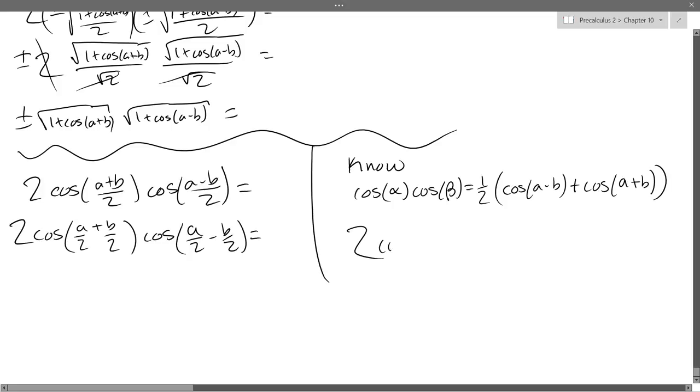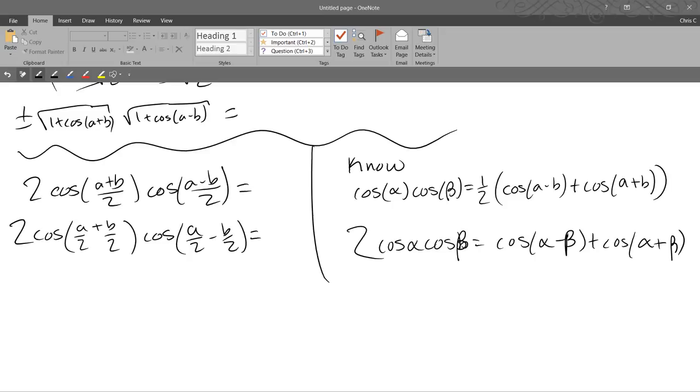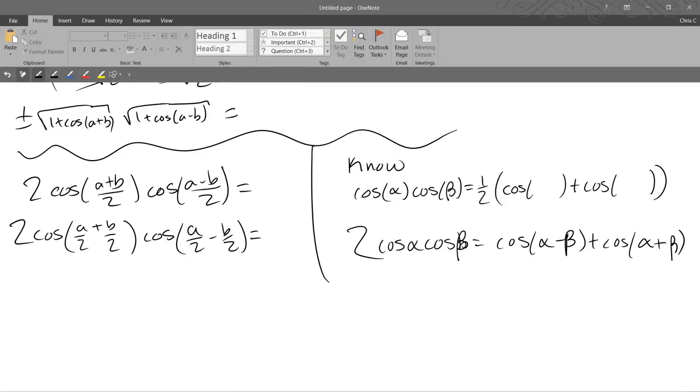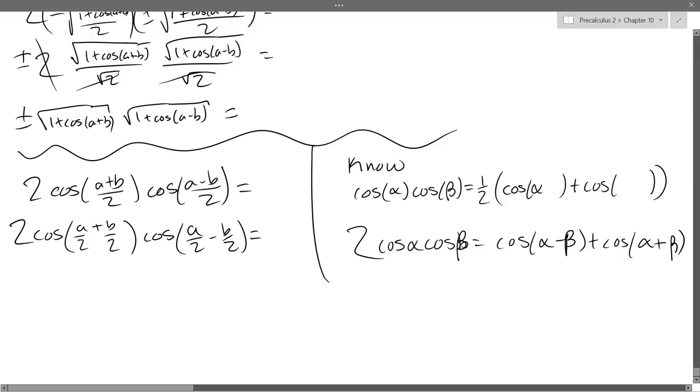So we got 2 cos alpha cos beta equals, now that 1/2's gone, so we just get cos alpha minus beta plus cos alpha plus beta. And I think I said alpha and beta before, but I wrote A and B. So let me write alphas and betas in here. It's a beta, yeah. Beta.